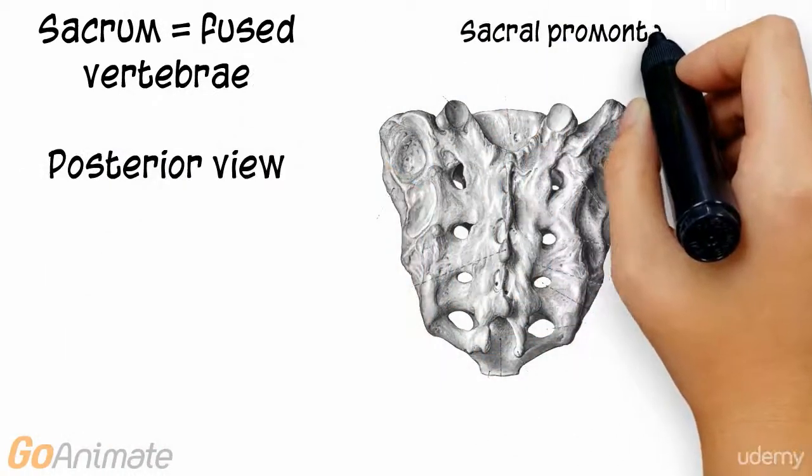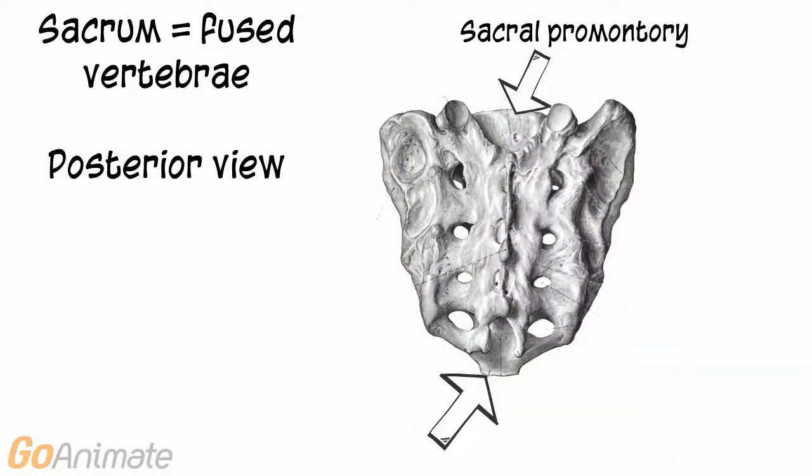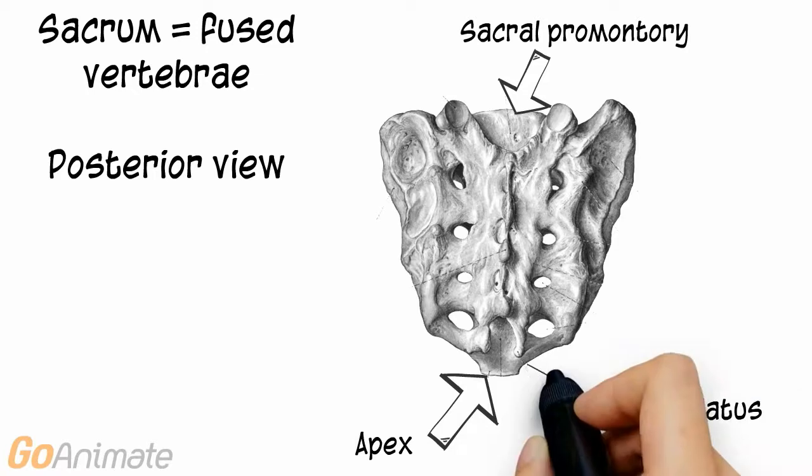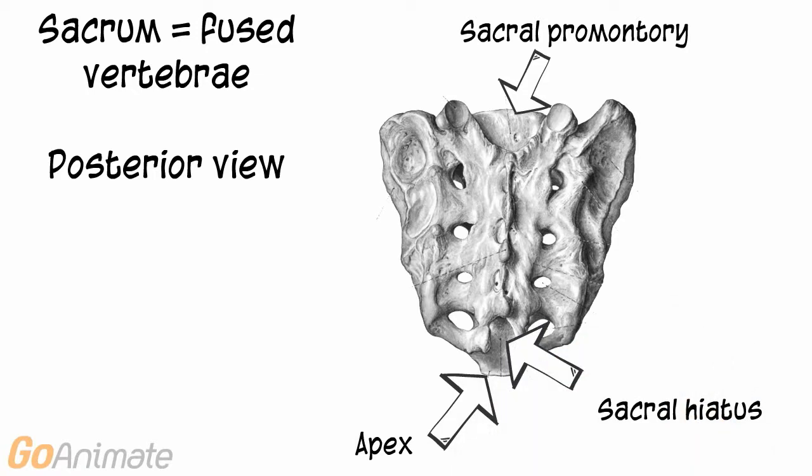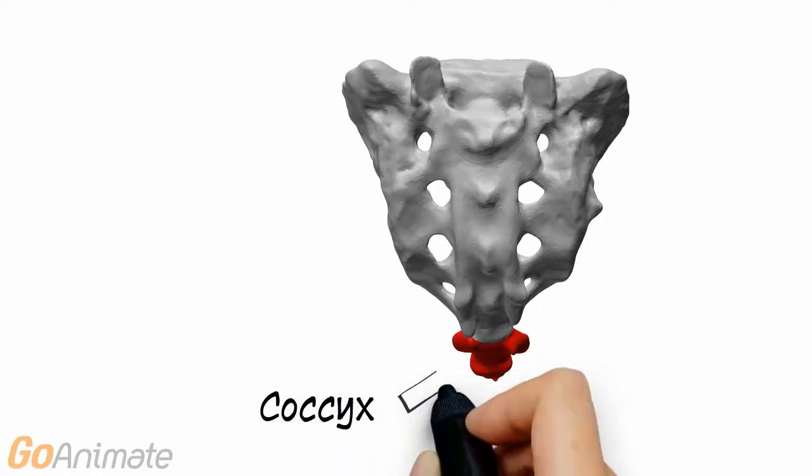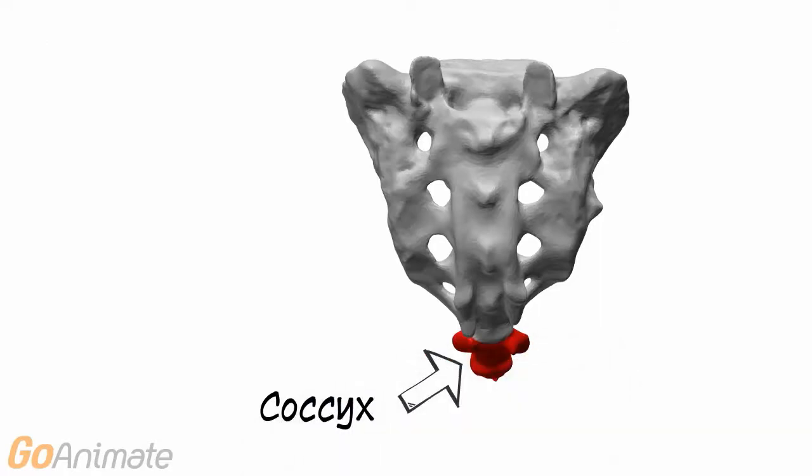The sacrum is a triangular bone which is situated between the coxal bones. Here is the posterior surface. The top portion is called the base and contains the sacral promontory. The bottom is the apex. This hollow area is called the sacral hiatus. At the lower tip of the sacrum is a small bone called the coccyx.